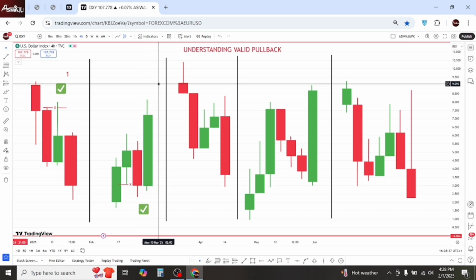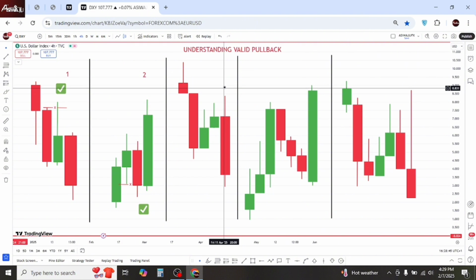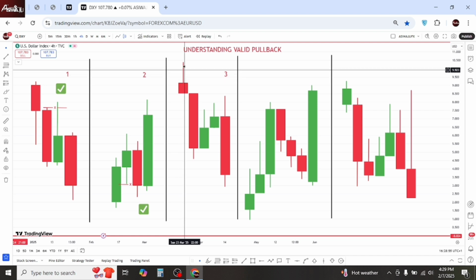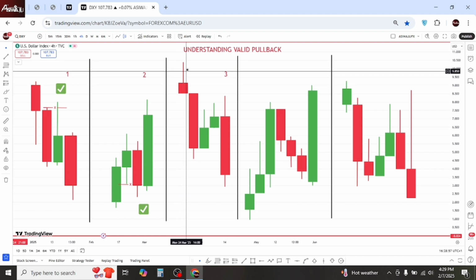This is the second example. Now the third example we have here. When you look at this third example, you can see first we have a shooting star. This is a shooting star candle.